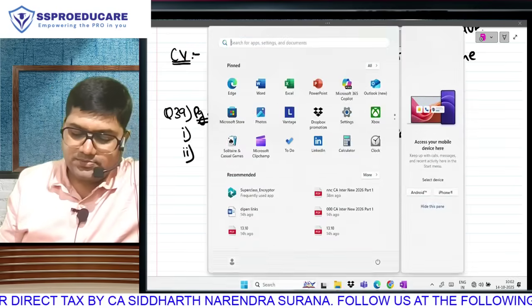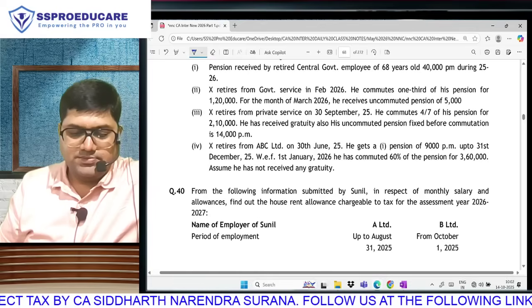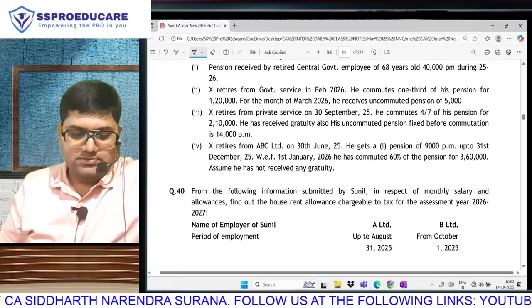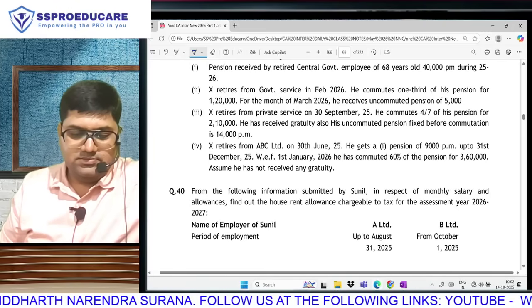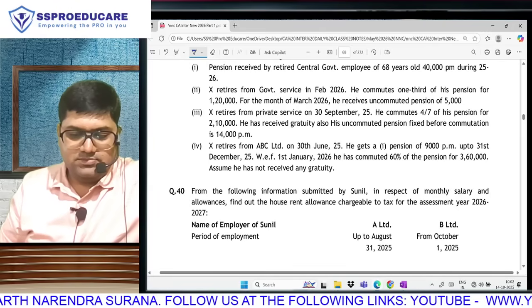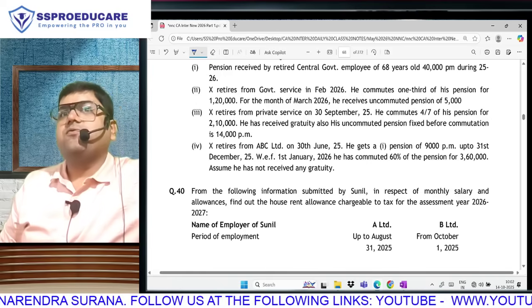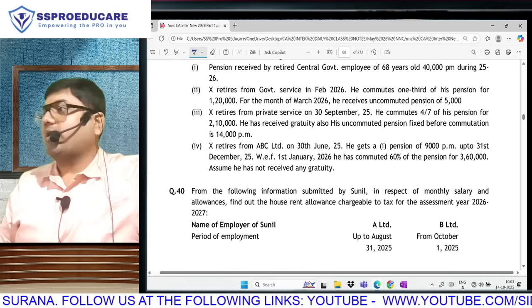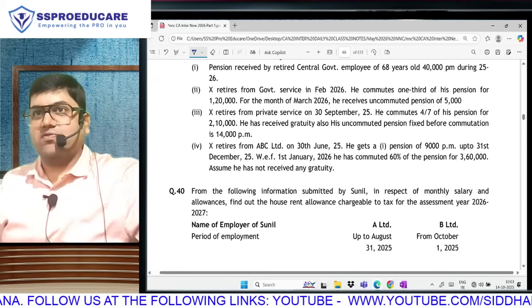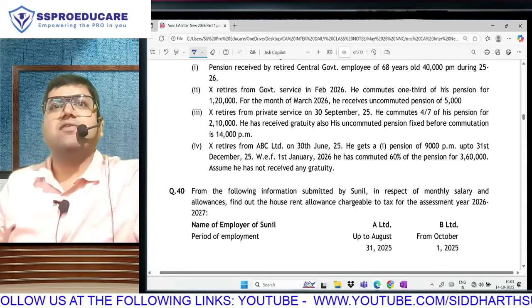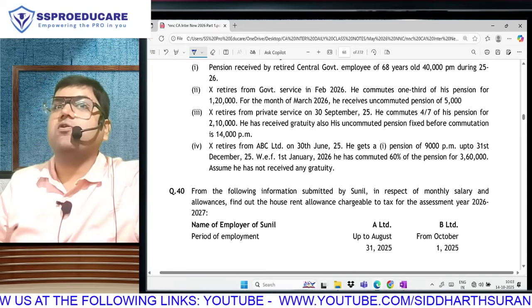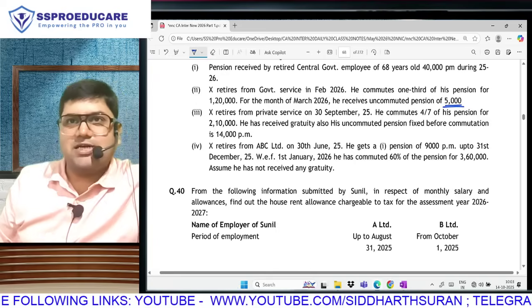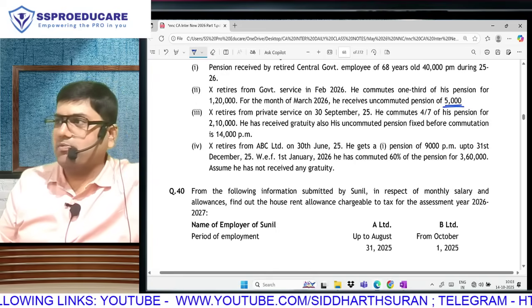Second part. X retires from government service in Feb 2026. He commutes 1/3 of his pension for 1,20,000. For the month of March 2026, he receives uncommuted pension of ₹5,000. First thing that you will check is whether it is a commuted-uncommuted combo. In the previous case it was uncommuted, so we did not waste our time on government or non-government. First check is commuted-uncommuted combo. When it is a combo, at least the uncommuted tax treatment is easy for you. Uncommuted is going to be fully taxable.